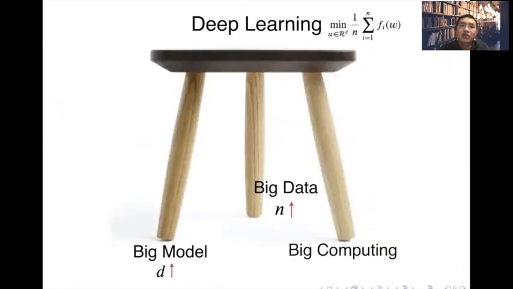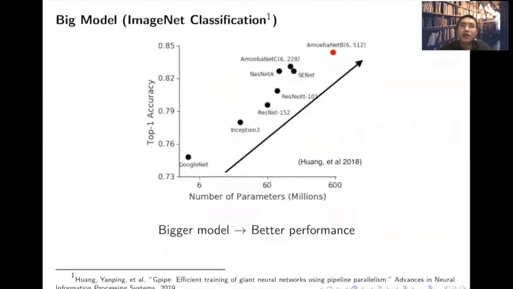The success of deep learning depends on three important factors: big model, big data, and big computing. In terms of big model, let's take the ImageNet classification as the example. In the figure, we can see that from GoogleNet, which had about 4 or 5 million parameters, to the MBZUAI, which had about 600 million parameters, the top-one accuracy on ImageNet dataset can be improved from 75% to 85%. We can see that the bigger model we have, the better performance we can achieve.